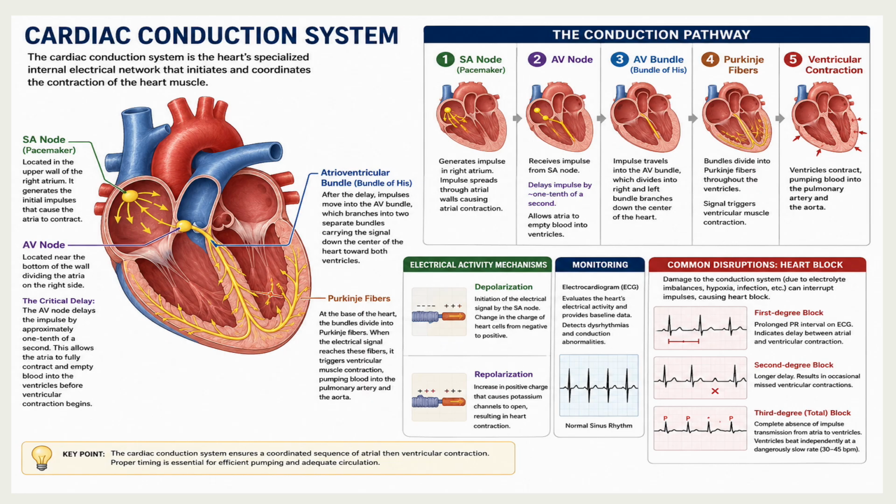After the delay, the impulse then travels into the AV bundle, also called the bundle of His. This pathway divides into the right and left bundle branches, and a picture of it is right here, right? The right and the left bundle branches carry this electrical signal down to the center of the heart toward the ventricles right here, right? And so at the base of the heart, the signal spreads through the Purkinje fibers, triggering ventricular contraction and pumping blood into the pulmonary artery and aorta.